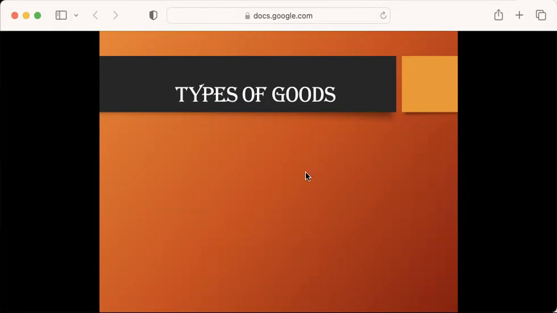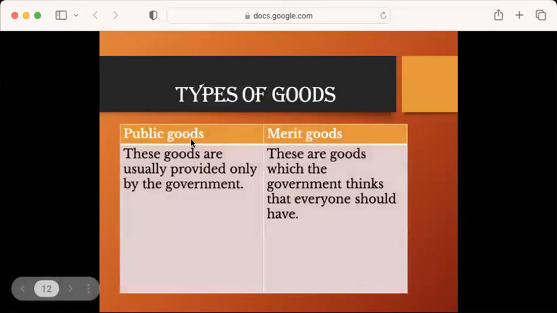Another way of classifying goods is as public and merit goods. Public goods are goods that people like to consume and use, but if you ask them to pay for those, nobody will be willing to pay. For example, street lights. There are street lights at night time that give us light when we drive. But if a company provides street lights in our street and comes home and says, please pay for street lights, we would say, we don't need any street lights.